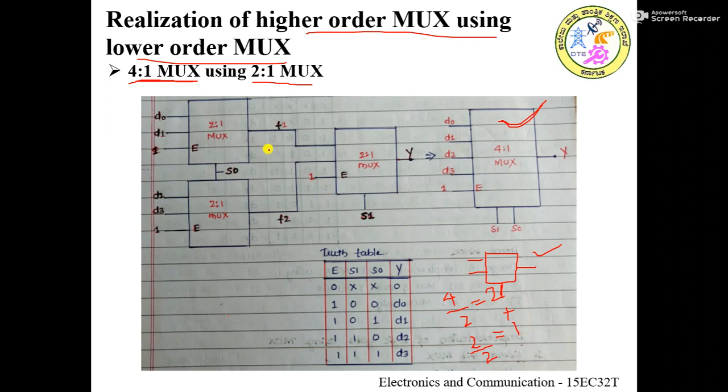So let's draw the 2 2:1 mux first. So remember, first we have taken a 2:1 mux, and again one more 2:1 mux. These are drawn one after another. Then I need one more 2:1 mux, so I will draw one more 2:1 mux here. So each 2:1 mux needs 2 inputs.